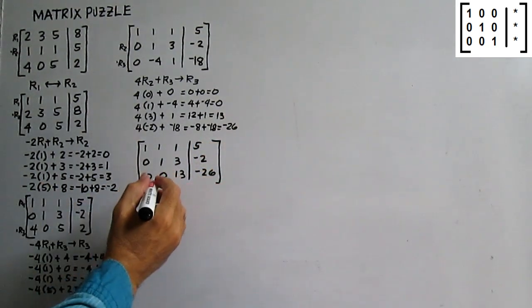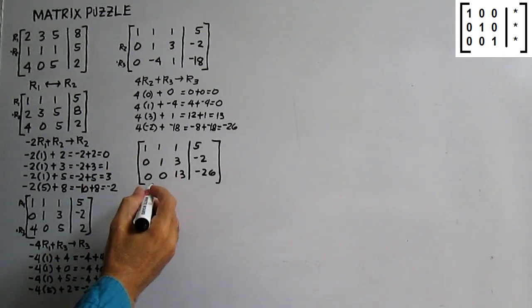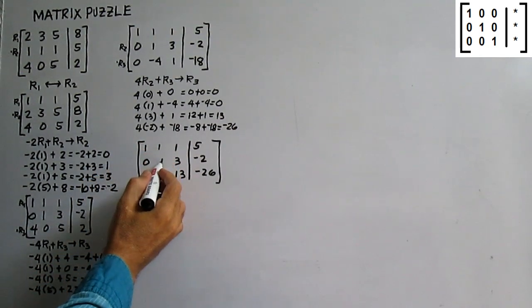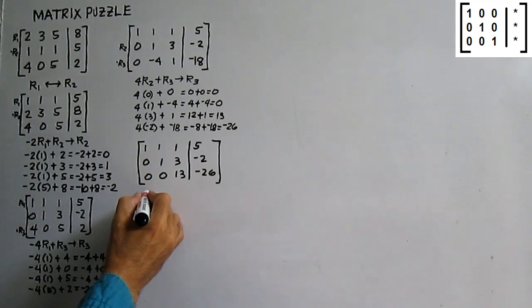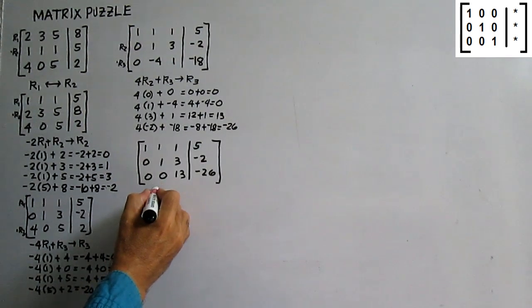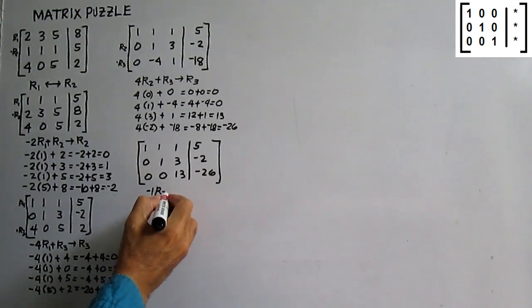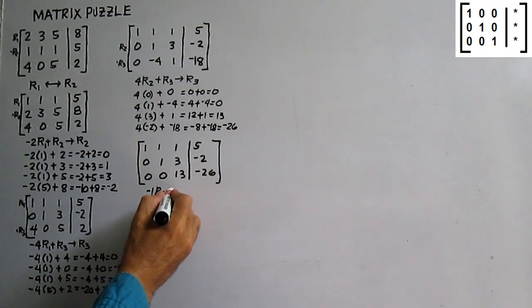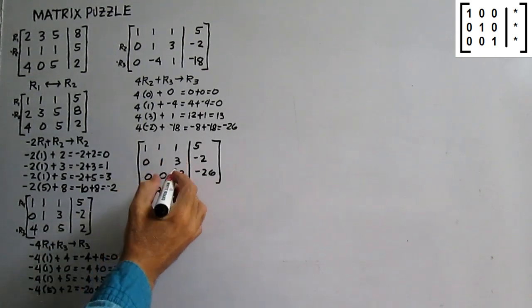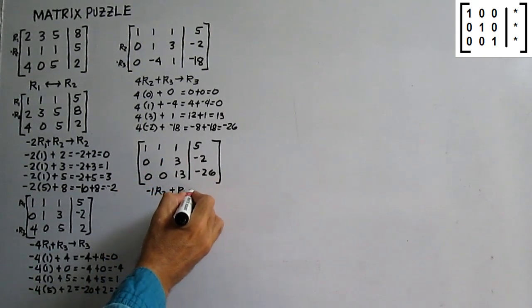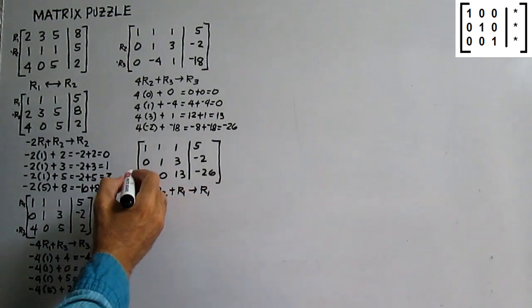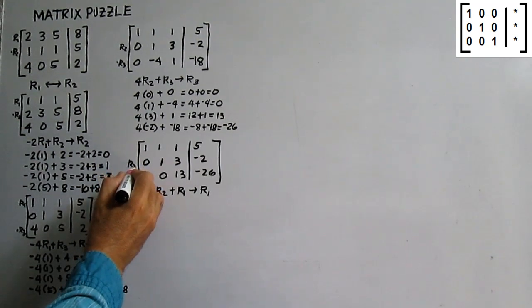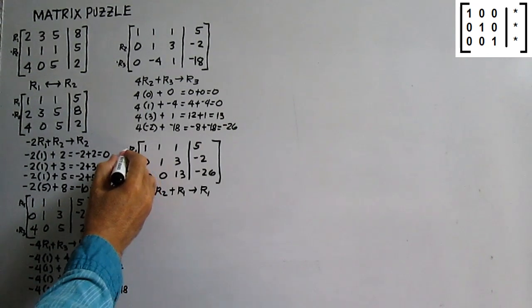Let's make row 1 column 2 equal to 0. What's the opposite of 1? It's negative 1. Let's multiply negative 1 to row 2. Negative 1 times row 2 plus row 1 to replace row 1. This is our row 2 and this is our row 1.